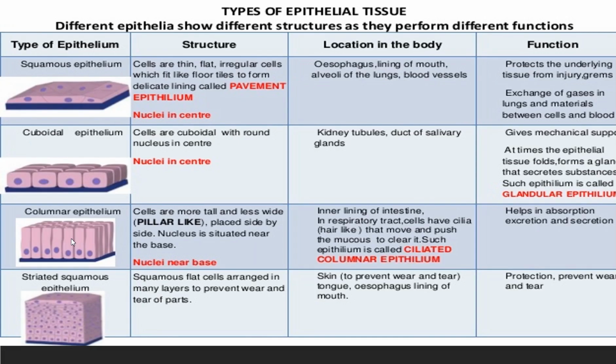Okay, here is the difference between epithelial tissues. So we have squamous epithelium, cuboidal epithelium, columnar epithelium, stratified squamous epithelium. So kindly go through it and note down these points in the notebook. Copy all the notes as they are, and if you have any doubt, please feel free to ask.